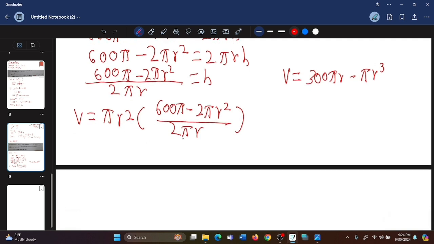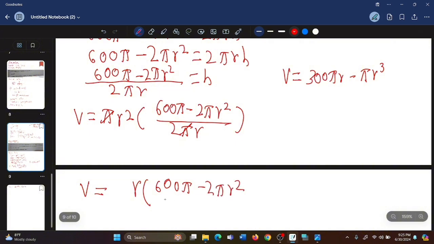I can cancel the pi r from the numerator and the denominator. I can cancel the pi's as well as one r. Then the equation becomes V equals r times (600 pi minus 2 pi r square) by 2. I've cancelled out the pi r from the numerator and the denominator, as I've divided both to be 1. Okay, now let's continue.